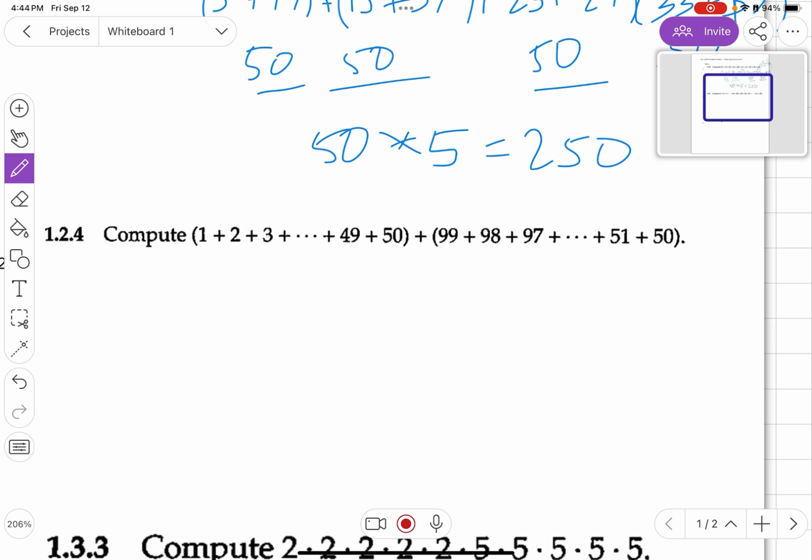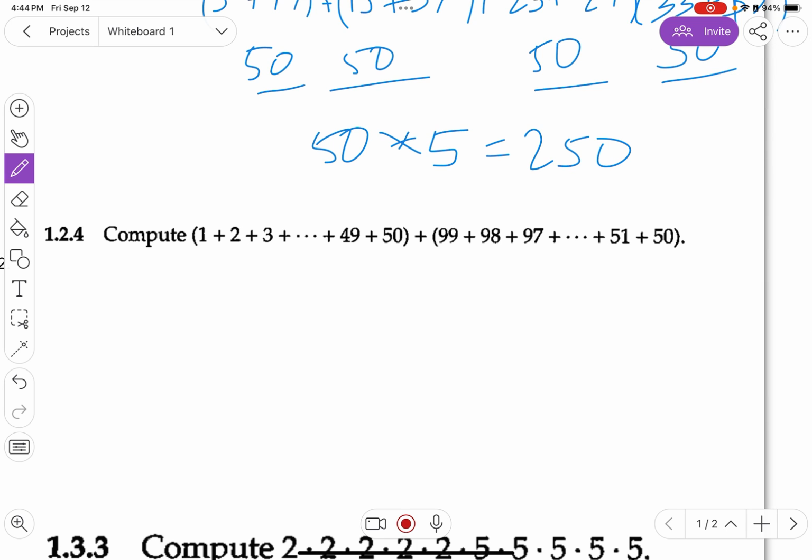Now for the second one, 1.24, we do exactly the same thing. I'm going to pair them up, but not exactly, because we're going to pair up in this order. So it's the biggest with the smallest, but they line up in a different way. So we can just say there, 1 with the 99, 2 with the 98, 3 with the 97. The 51 is going to go with the 49 and the 50.